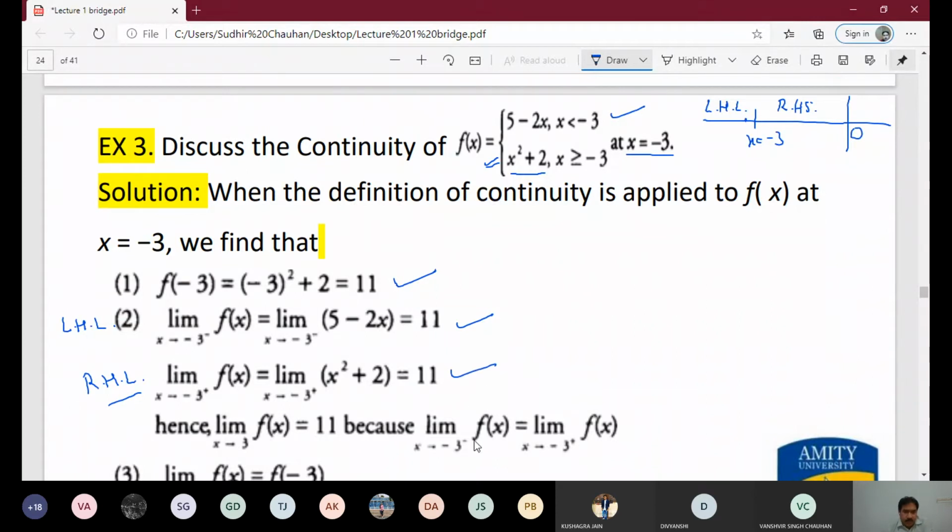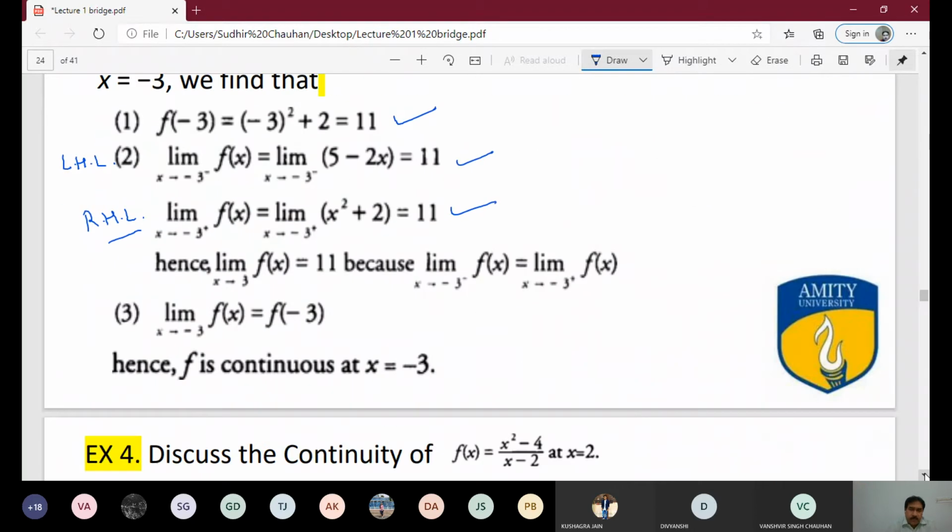So we can see that the left hand limit is equal to the right hand limit, and that is equal to the value of the function. So we can say that the function is continuous. So in case of continuity, we have to check whether the function has some value, and whether its left hand limit is equal to the right hand limit is equal to the value of the function. So we can say the function is continuous at x is equal to minus 3.